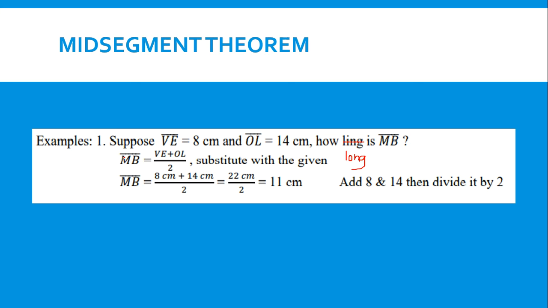So, this is the formula. MB equals VE plus OL over 2. Substitute with the given. So, usa man mga given. Ang VE which is 8, ang OL which is 14. So, substitute. MB equals 8 centimeters plus 14 centimeters all over 2. Of course, 8 plus 14, that is 22 centimeters over 2. So, i-divide na siya, that is equals 11 centimeters. Therefore, the median, which is MB, is equals 11 centimeters.